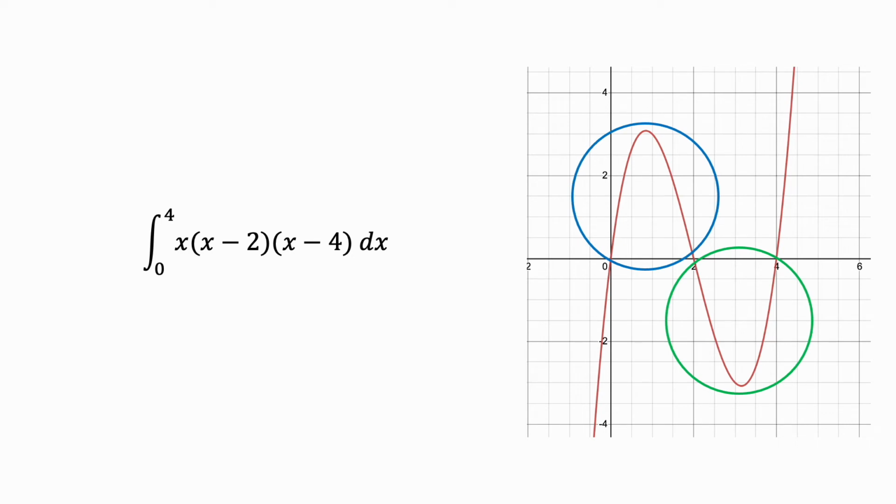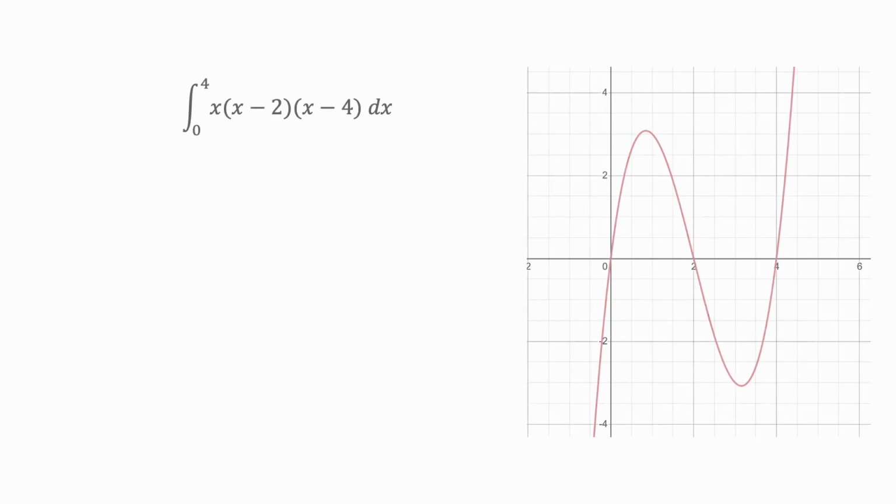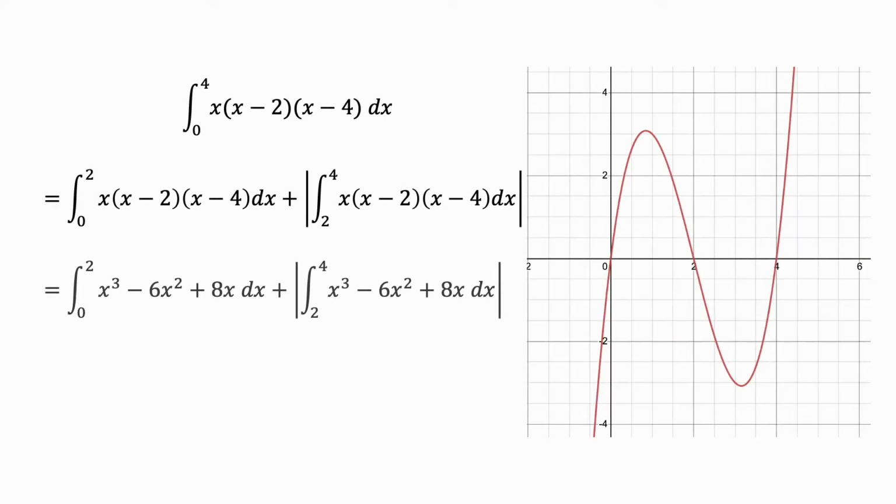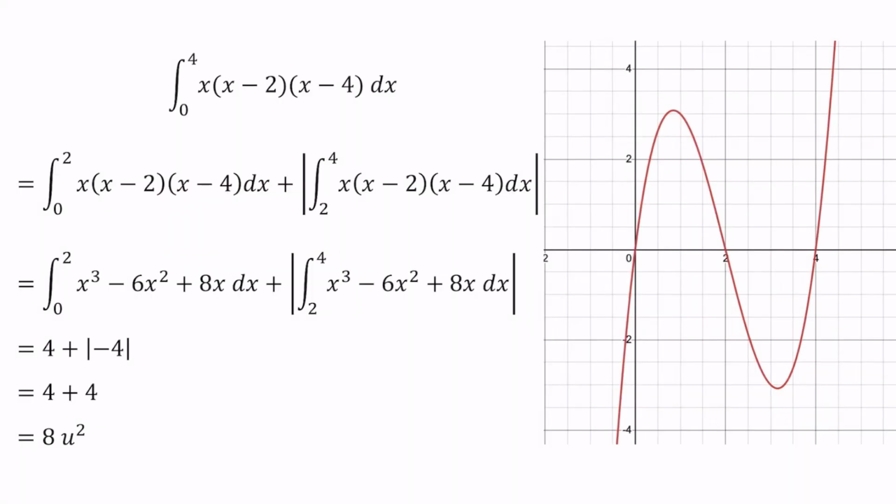However, it is a problem if we want to find the area under a graph, since we don't want the negative areas cancelling out the positive areas. The solution is simple. We separately find the areas below the x-axis and take the absolute value of these negative values, and then we add it to the areas above the graph. In this case, the area above the x-axis is from x is equal to 0 to x is equal to 2, and the area below the graph is from x is equal to 2 to x is equal to 4.